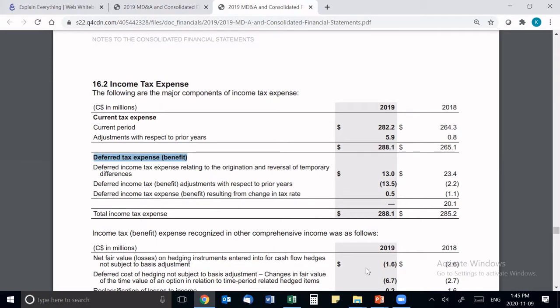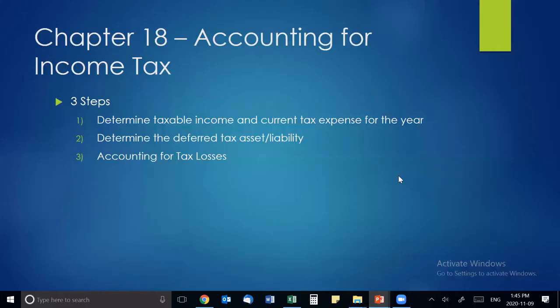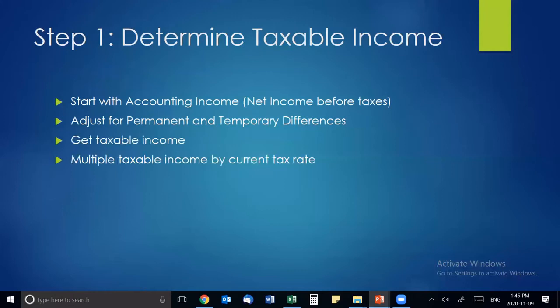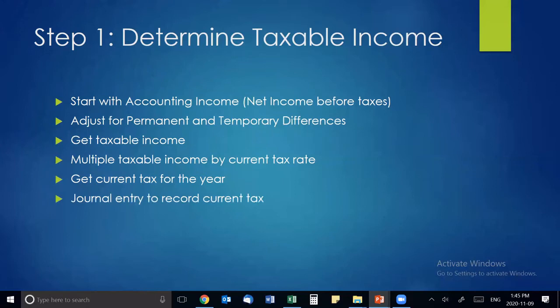Okay. So just to recap for step number one, we start with accounting income. We're going to adjust for our permanent and temporary differences, which mean differences between taxable income and accounting income. Then we get taxable income, multiply that by our estimated current tax rate, and that's going to get us the current tax for the year. And then we do our journal entry to record our current tax, which is debit current tax expense, credit income tax payable. So that was step number one in the previous video.